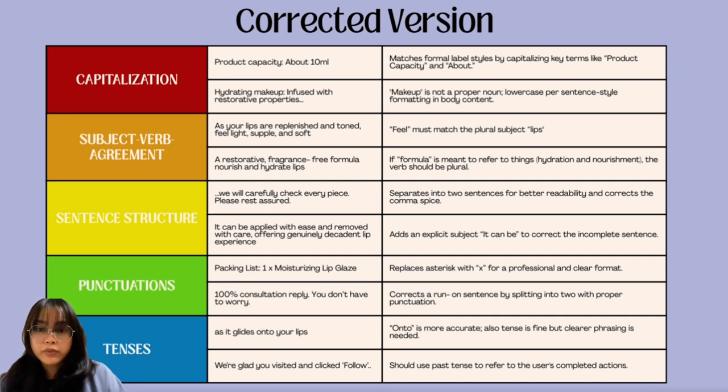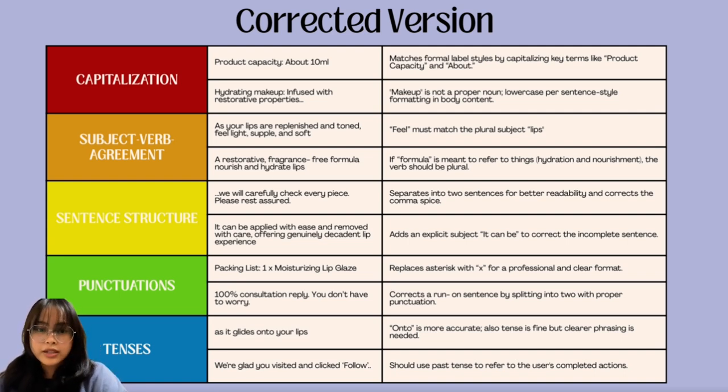Next, we have subject-verb agreement. We need to ensure the verb matches the subject. For instance, as your lips are replenished and toned, feel light, supple, and soft. We change it to feel, which must match the plural subject lips, to maintain grammatical accuracy.